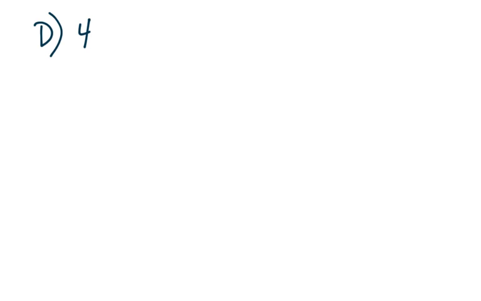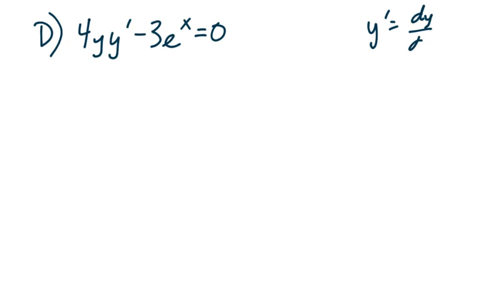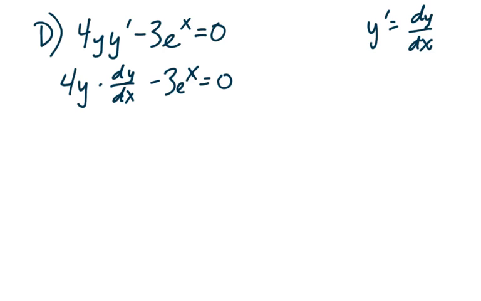All right, friends, D is 4y times y prime minus 3e to the x equals 0. Remember off to the side that y prime is the same thing as just the derivative of y, or dy dx. So I'm going to rewrite it. So that's 4y times dy dx minus 3e to the x equals 0. The reason I'm doing that is because I do want to get the dy dx on the left-hand side all by itself, which means on the right-hand side I need to get, again, some kind of x on the top and some kind of y on the bottom.